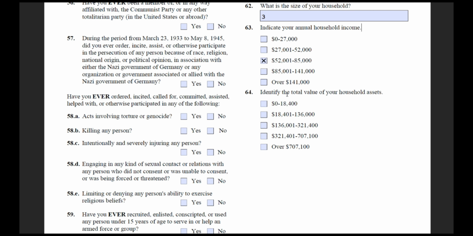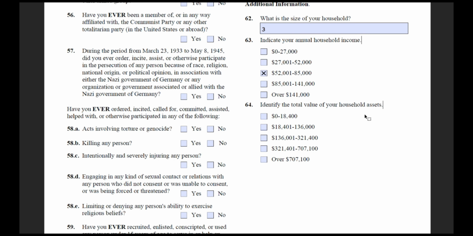This question asks to identify the total value of household assets. Again, here you can count things like checking and savings accounts, value of a house or a vehicle, or any interest obtained from investments, and obviously do not count any assets obtained by illegal means.